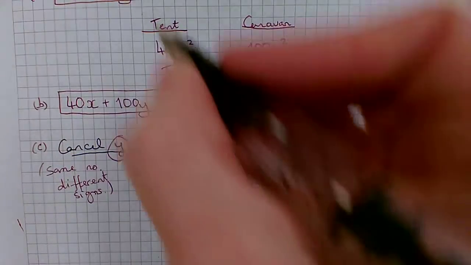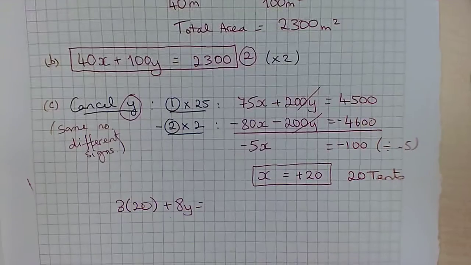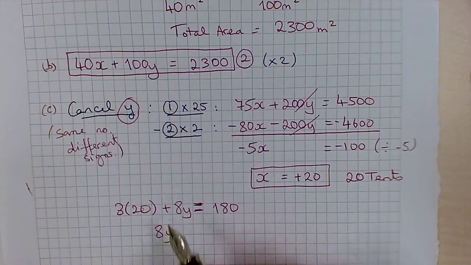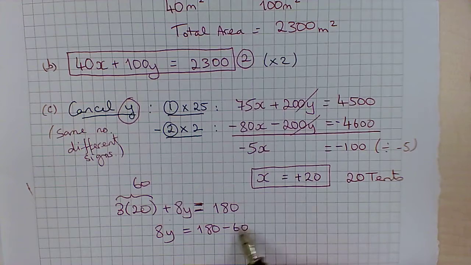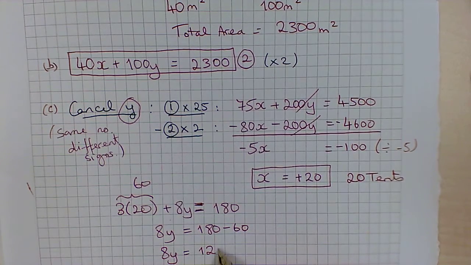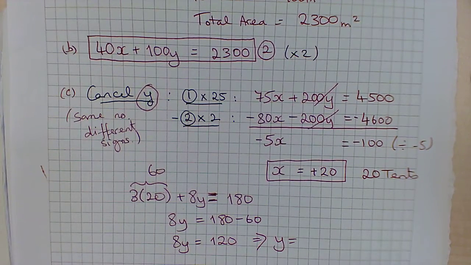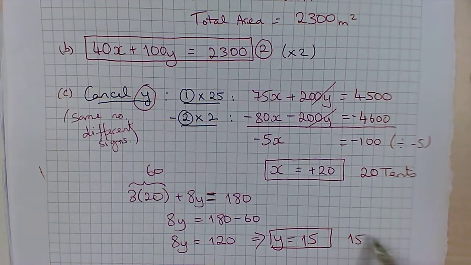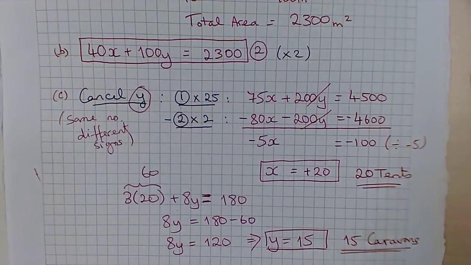And then I substitute back into whichever one of these equations I feel like. 3 times 20 plus 8 times y is equal to 180. So 8y, that's 60, is equal to 180 minus 60. 8y is equal to 120, and y is equal to 120 divided by 8, which is 15. So we have 15 caravans. And those are my answers.